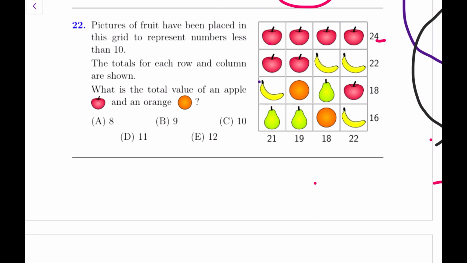What is the total value of an apple and an orange? So we want to find the value of the apple as well as the orange to find out the answer. All right, let's start.